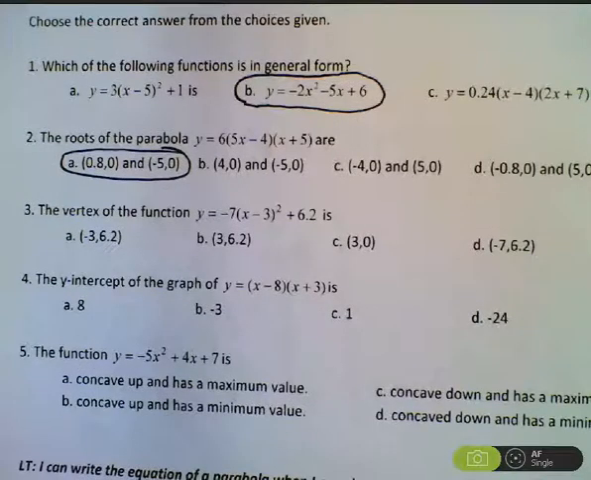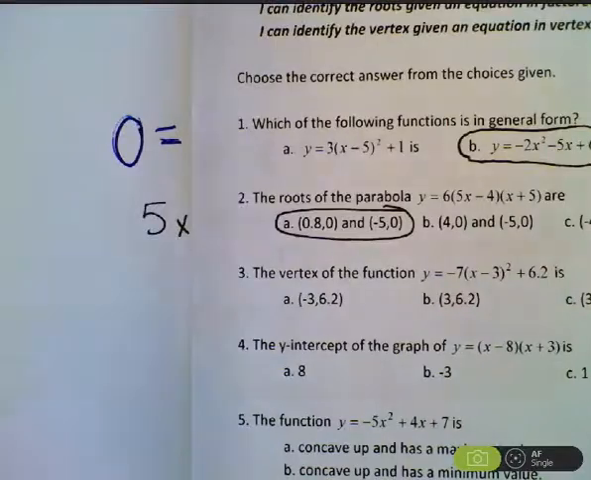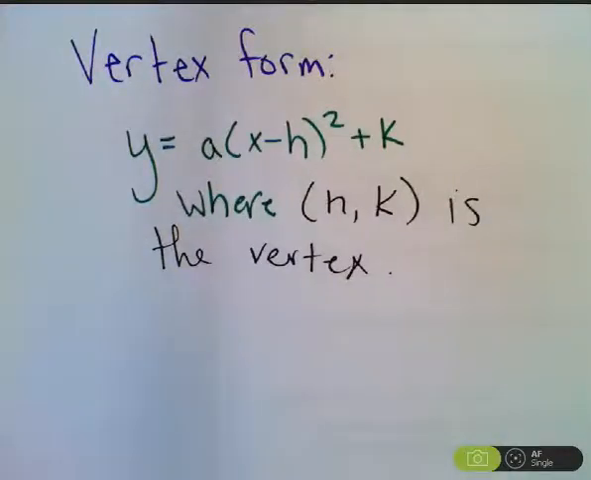Number 3 says the vertex of the function y equals -7 times x minus 3 squared plus 6.2 is. And to answer number 3, we need to know how to find the vertex. One of the ways you can find the vertex is by converting your quadratic equation to vertex form. Luckily, number 3 is already in vertex form, and vertex form says that y equals a times x minus h squared plus k, where h comma k is the vertex.